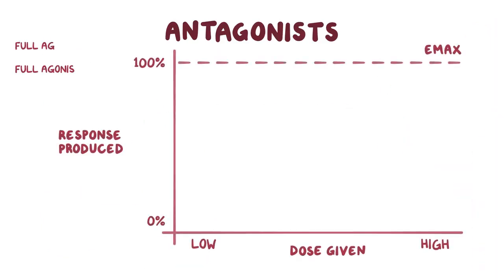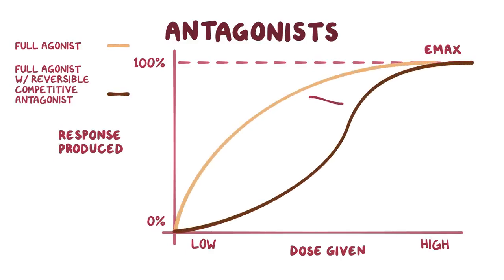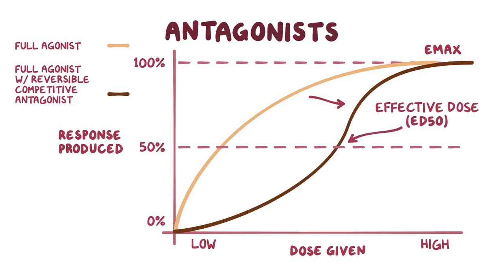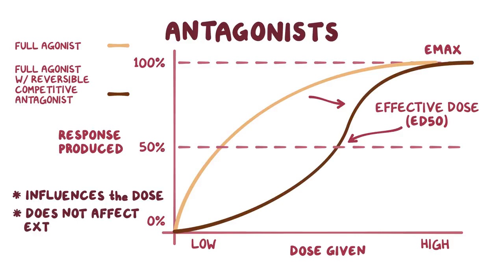So, on the graph, reversible competitive antagonists typically shift the curve to the right without affecting the Emax, but they increase the dose required to achieve 50% of the maximum effect, also known as the effective dose, ED50. In other words, this type of antagonist influences the dose of agonist needed to elicit a maximal response, but doesn't affect the extent of that maximal response.